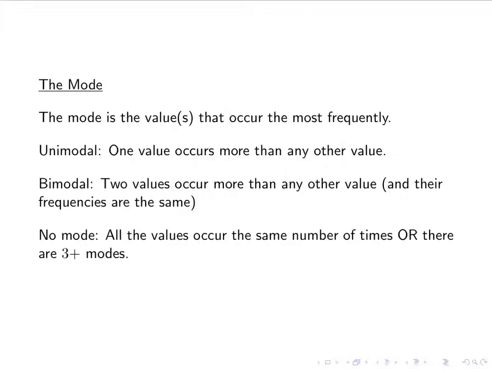Or we can have no mode, and this is two different cases. Either all the values occur the same number of times, or there are 3 plus modes. So sometimes you will call that multimodal, but in our case we're just going to go with 3 is too many to concern ourselves with, and we're just going to call it no mode.